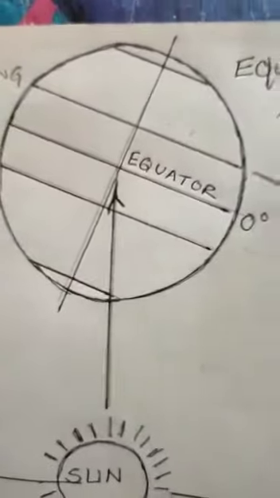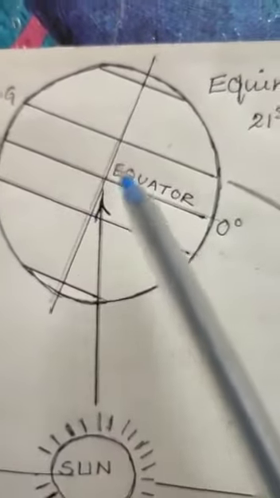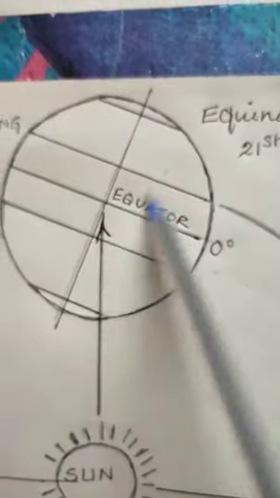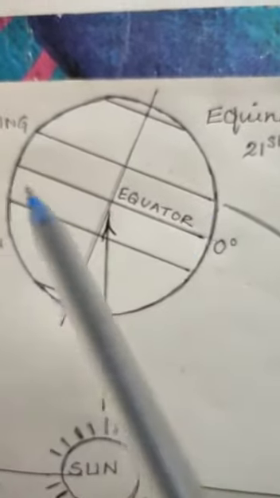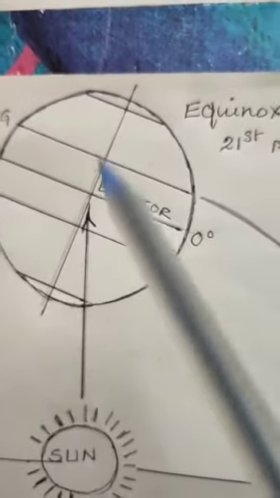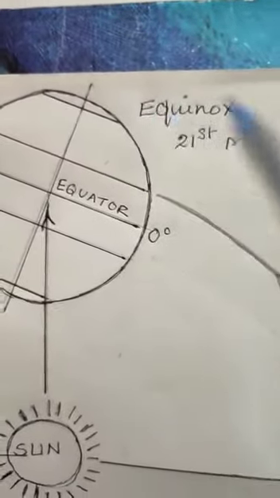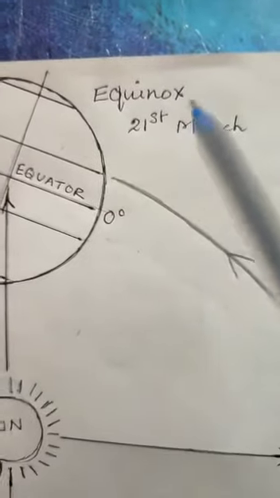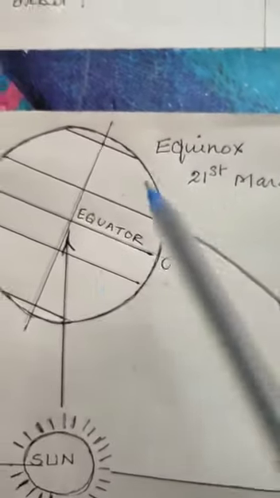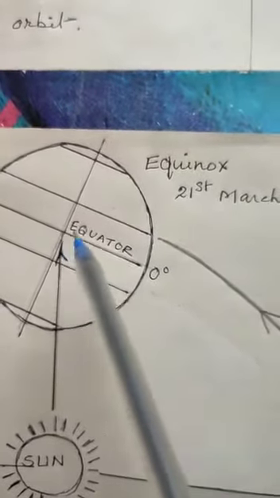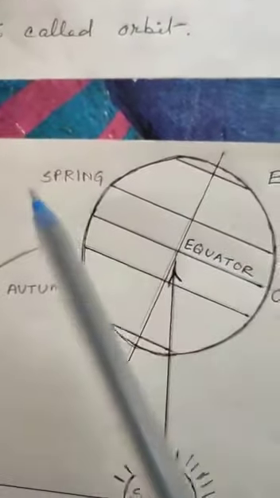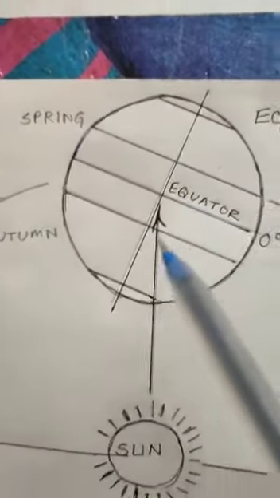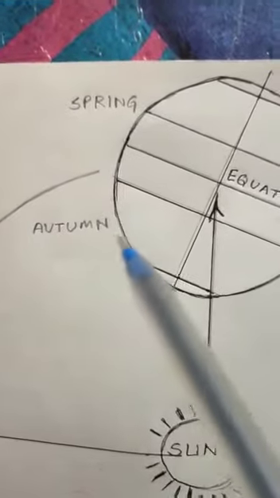Now there are two equinoxes. Look at this. The vertical rays of the sun fall on the equator, and there is equal day and night throughout the earth. Everywhere there is equal day and night, and this position is called equinox, and the day is 21st March. That means on 21st March, vertical rays of the sun fall on the equator. But the season in the northern hemisphere is spring, and the southern hemisphere has autumn.